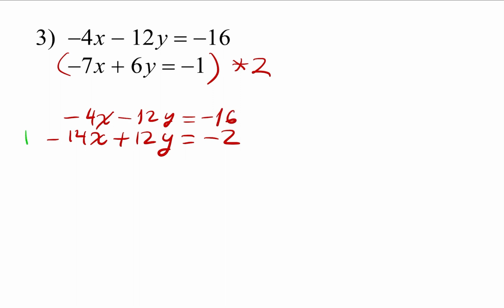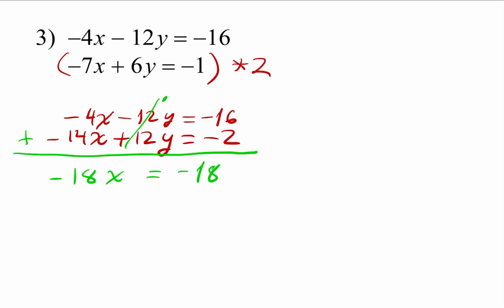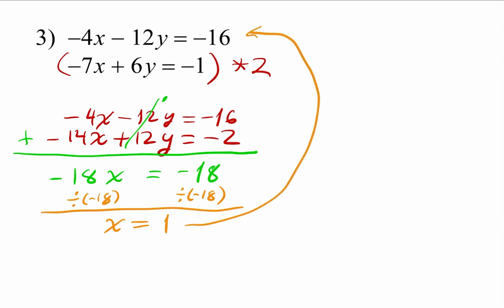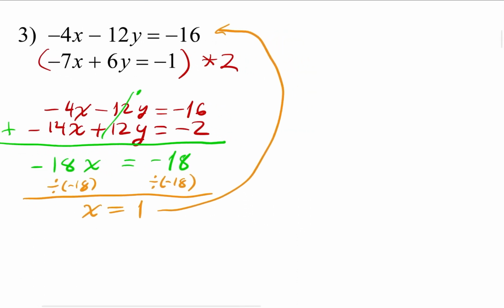And now I can add these equations together to eliminate the, not the x's, the y's. So the y's turn into 0. I'm left with negative 18x equals negative 18. And now it's a one step, so I'll divide both sides by negative 18. And I get my value of x equals positive 1. From here, I plug it into either equation to see what I get. And I'll try the top one just to see how it goes.